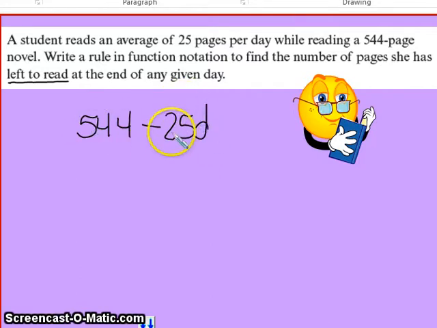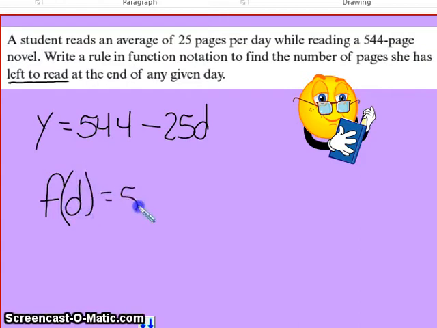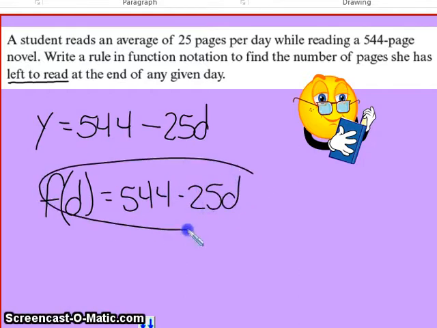So we've got 544 minus 25D, and that's how many she has left to read, which I'm going to call Y. So how many pages she has left to read is how many pages she started with minus 25 times the number of days. If we're going to write this in function notation, I'm going to call it function f, and in my parentheses, I'm going to put the variable in my equation, f of D equals 544 minus 25D. And that's my equation in function notation.